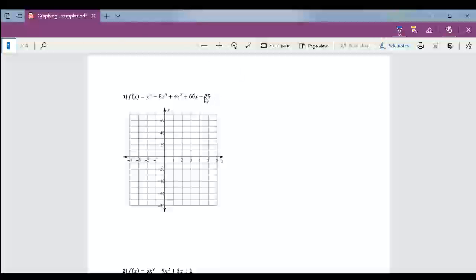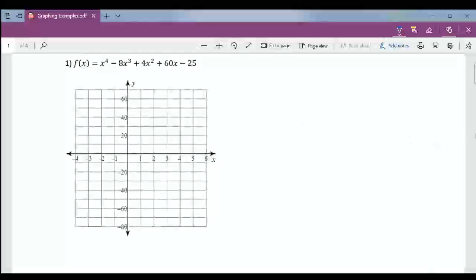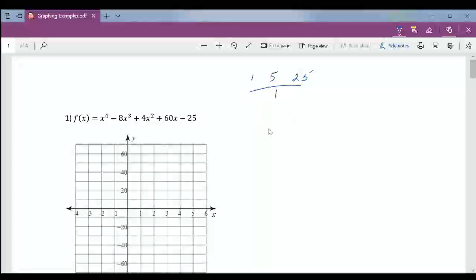Remember the last number here, that's the top, so 1, 5, and 25 are the possible top numbers, and 1 is the only possible bottom number there. Okay, so let's start with 1. That's a nice one to start with. I always recommend, I think I've said it a bunch of times, to start with either +1 or -1.